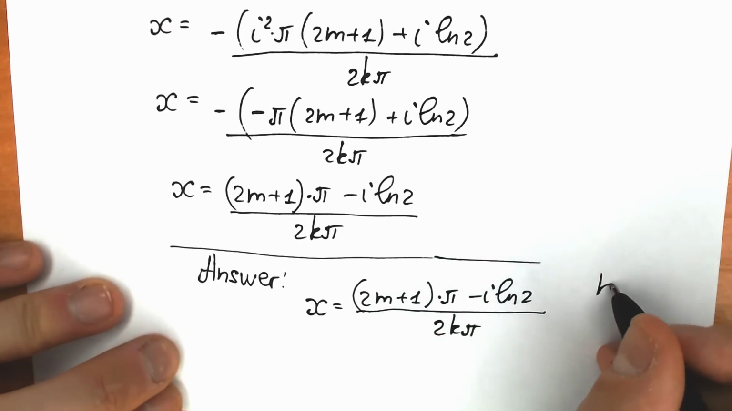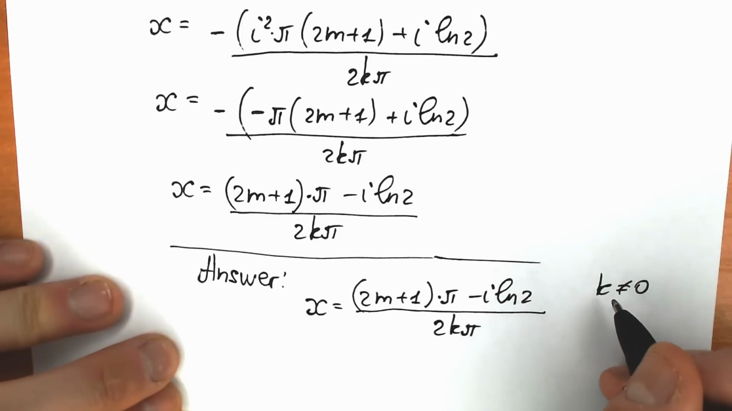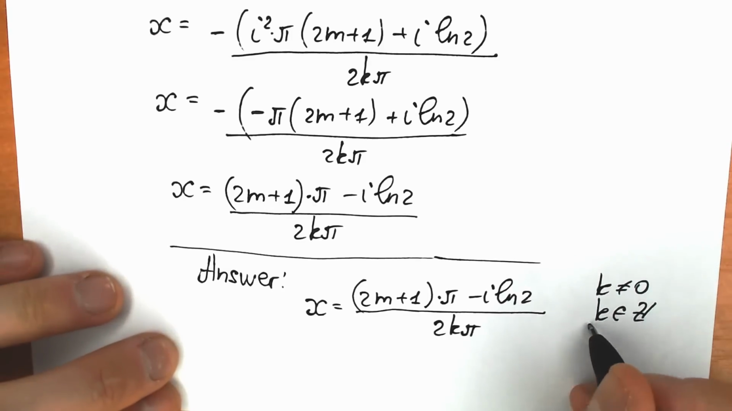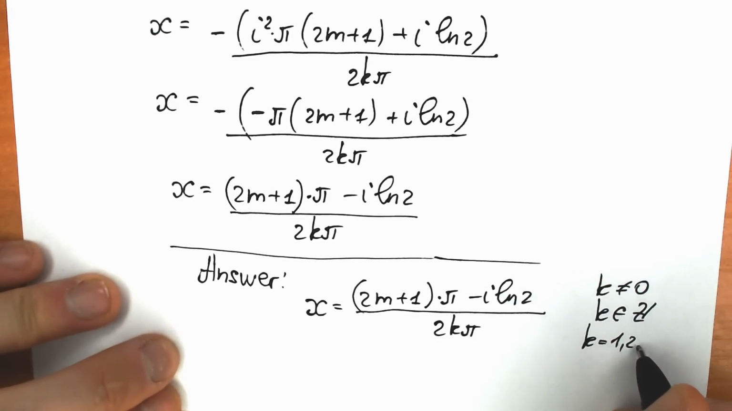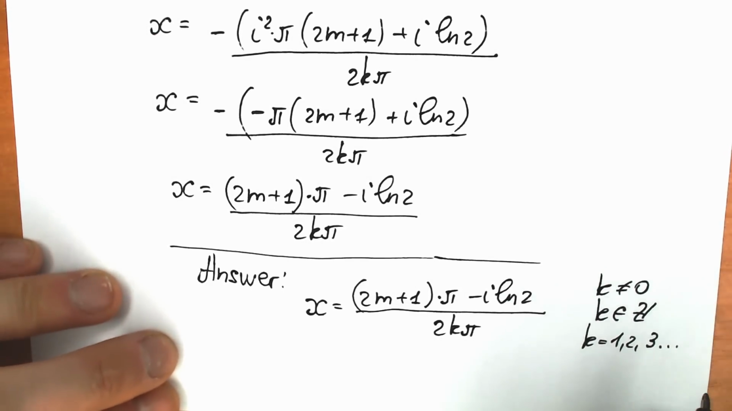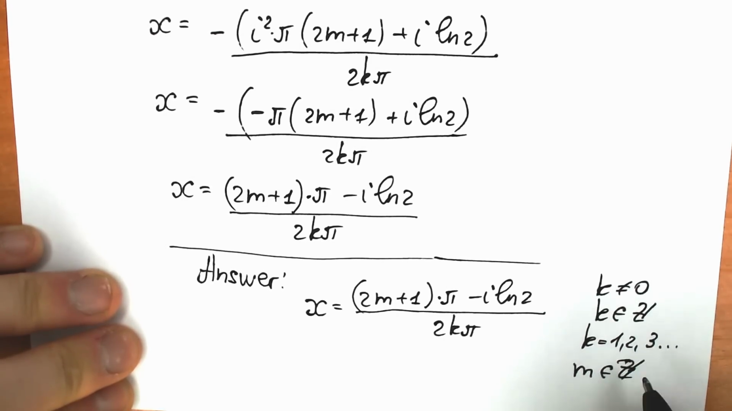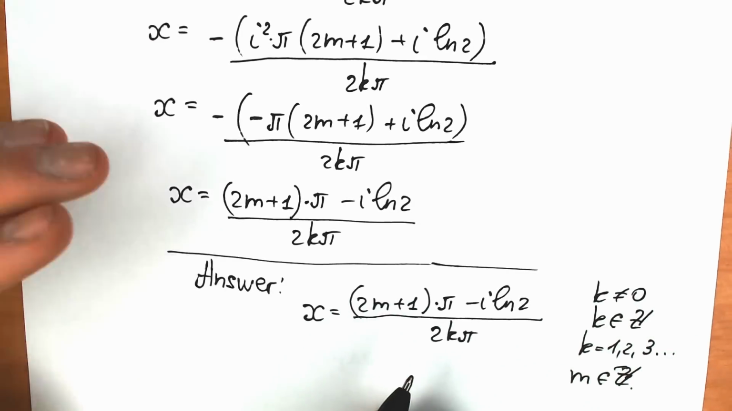First of all, k is not equal to 0. k is an integer value, yeah? We are talking about k equal to 1, 2, 3, 4, 5. And of course, don't forget about m. m is also an integer value. So this is my answer to this question.